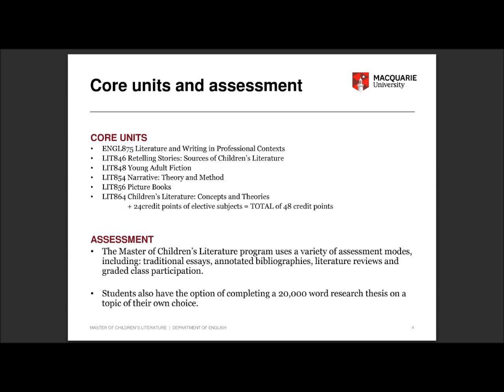So an annotated bibliography is essentially a bibliography with notes, and when it's an assessment task, you're often asked to relate a particular secondary source to an essay topic or a research topic, and to speak around how that source could be used in pursuit of researching that topic. We also use literature reviews, where you're asked to evaluate secondary literature, which asks you to focus on different kinds of research methods. And then we use graded class participation.